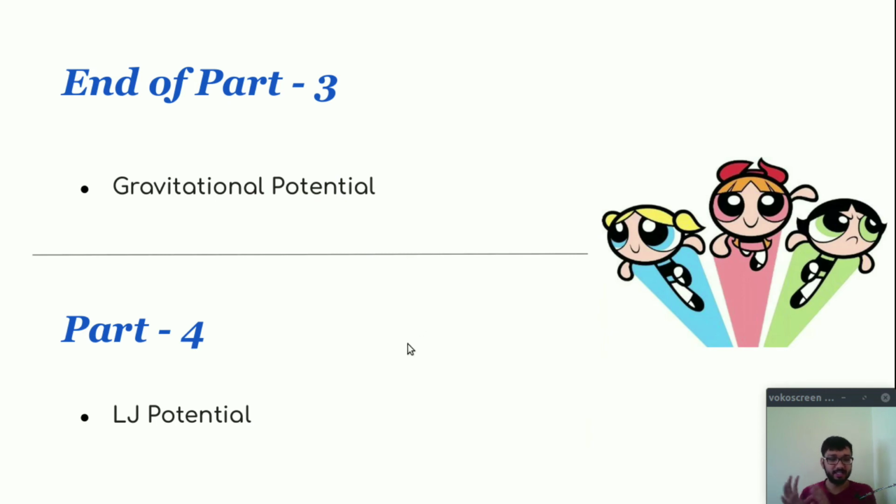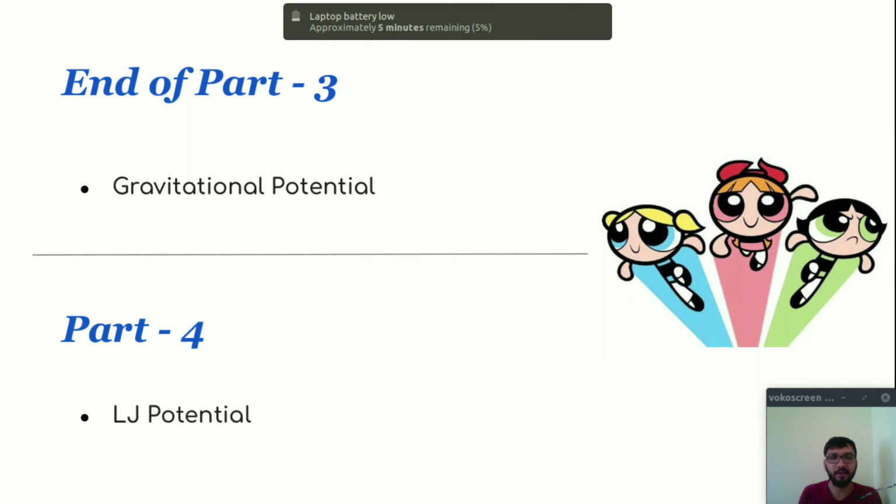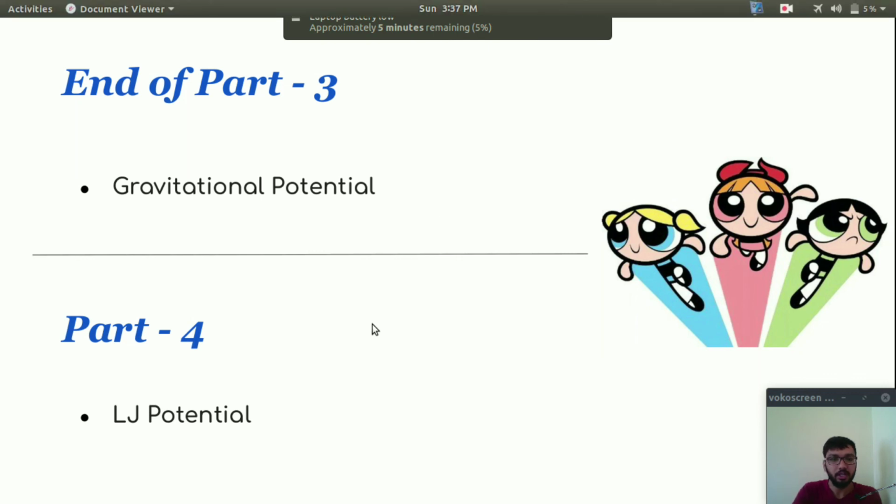And this ends the third part, guys. In this third part, we have covered some theory portion of gravitational potential and also taken some examples on this gravitational potential. In the next part, we will discuss LJ potential.